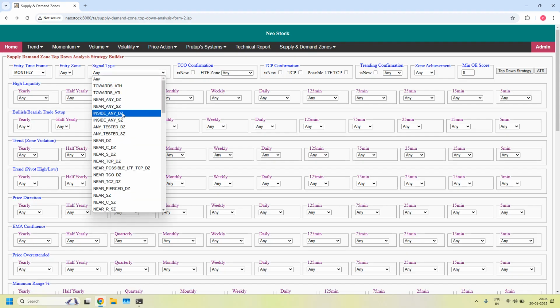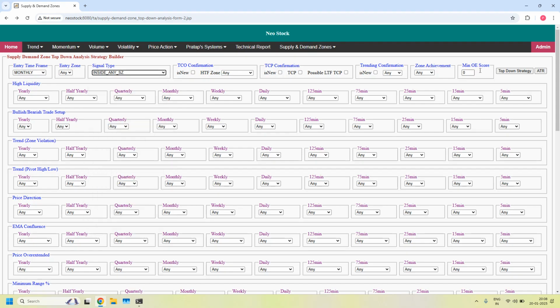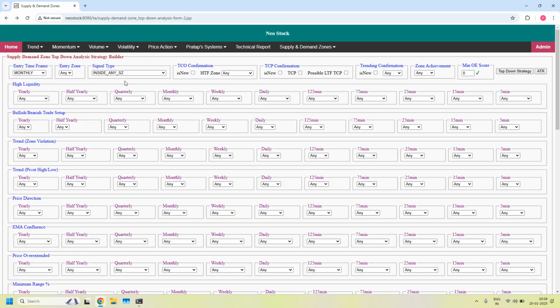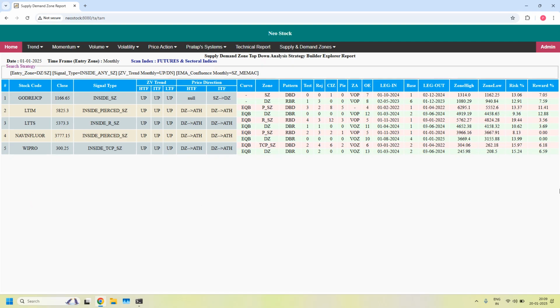Price closed inside the monthly supply zone. We got 11 stocks. Okay, let's verify how many of these zones are having a monthly EMA confluence. Monthly supply zone having monthly EMA confluence, and the trend on monthly time frame should not be sideways. We got 5 stocks.